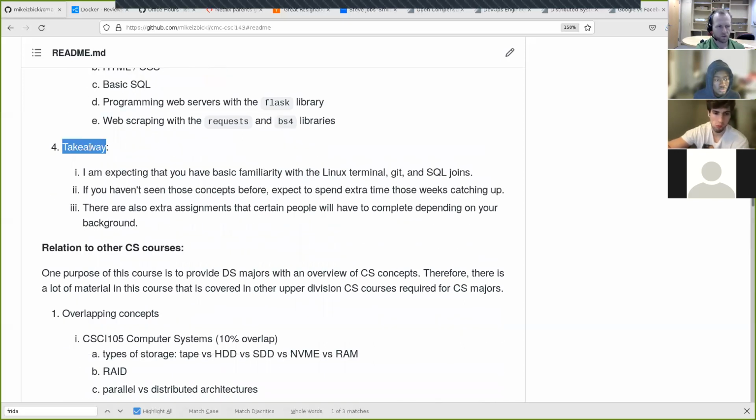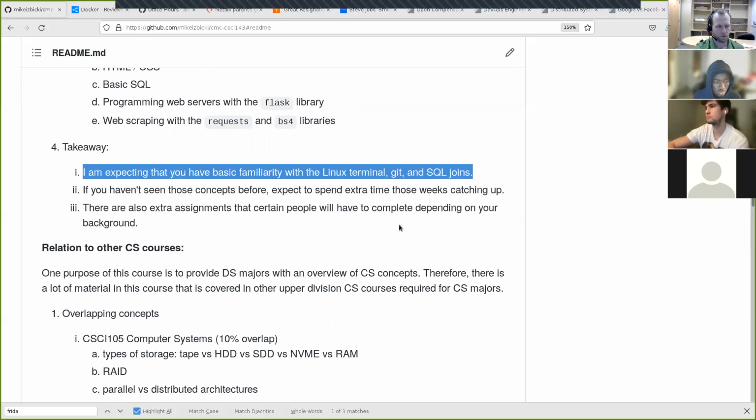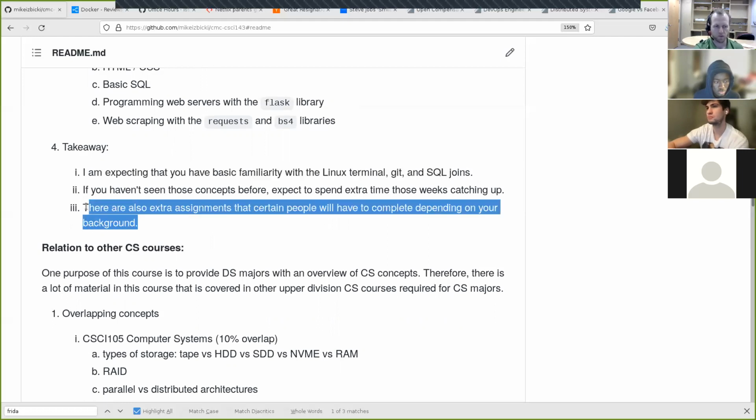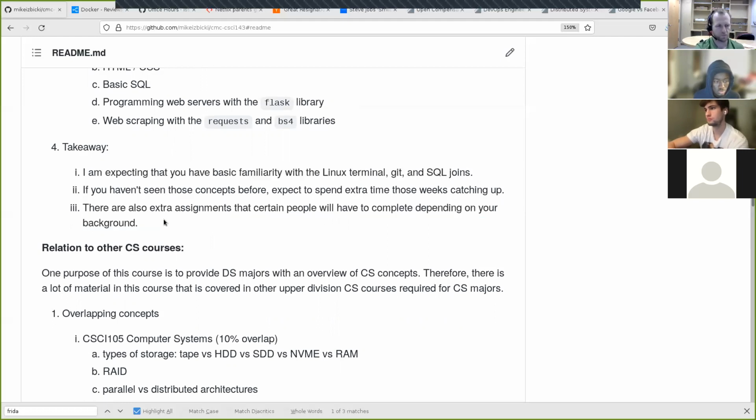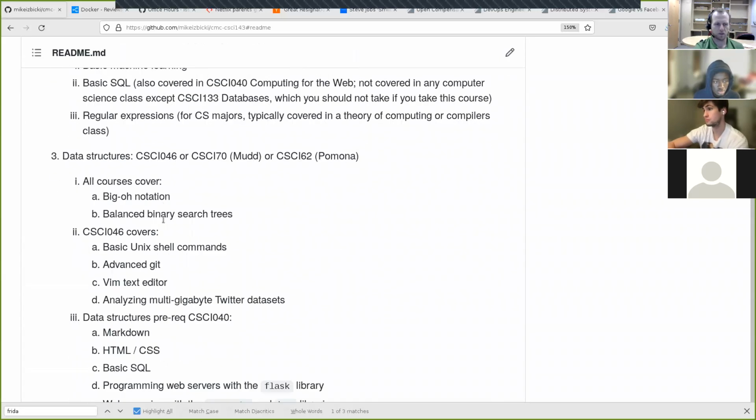But again, the takeaway from this is that I'm expecting Linux terminal, Git, and SQL join familiarity. If you don't have those things in particular, expect to spend a little bit extra time on those weeks, maybe double the amount of work as normal, and I'll have extra assignments that certain people are going to have to complete based on that. Basically, anybody who didn't take CS46 with me will have extra assignments to complete. Any questions about the prerequisites?